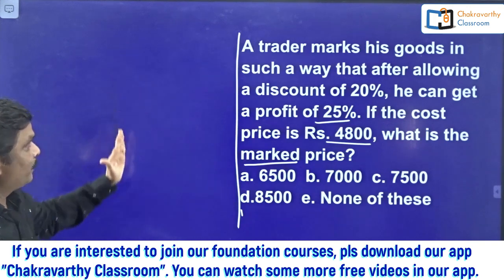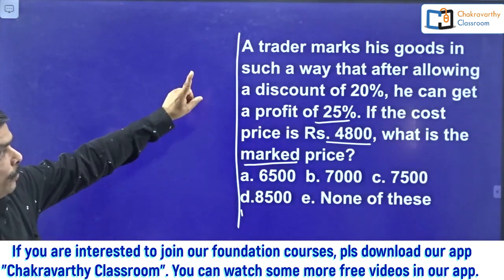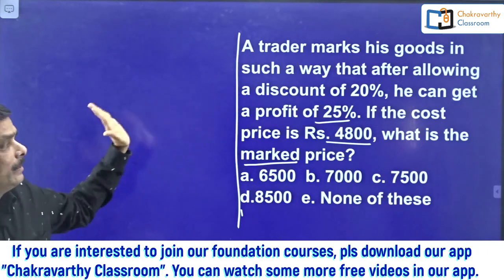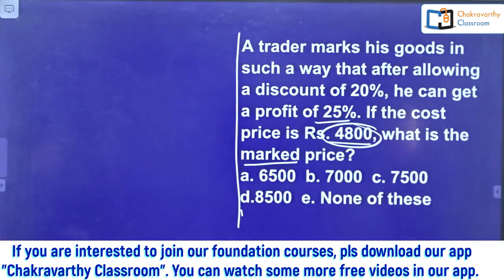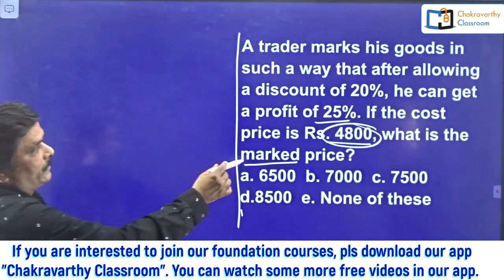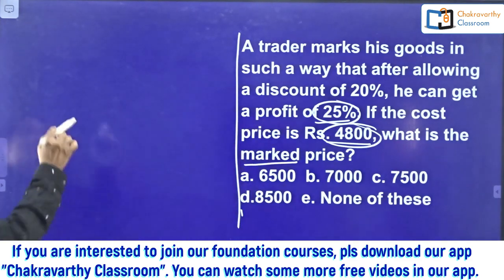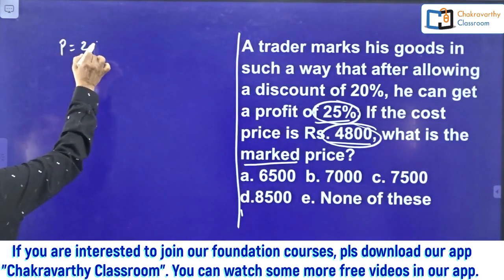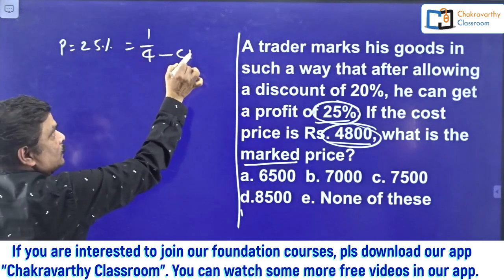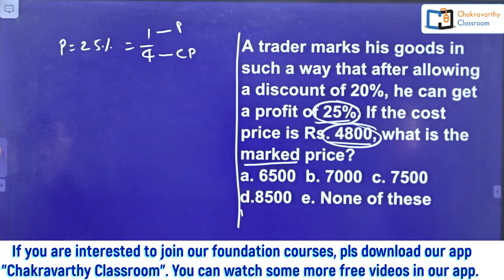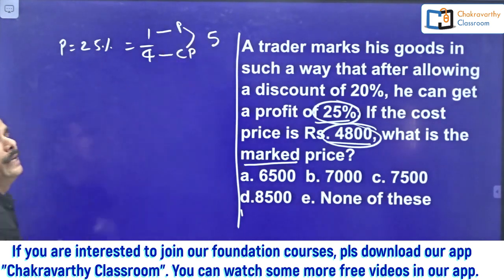First, you imagine some numbers for cost price, selling price and mark price. After that, we will go for profit, discount, whatever it may be. Then finally, we are going to compare with the actual cost price. Okay, now how to go for this one? First, profit is 25%. 25% is nothing but 1 by 4. 1 by 4 means 4 is the cost price, 1 is the profit. Obviously, the selling price is 4 plus 1, 5.